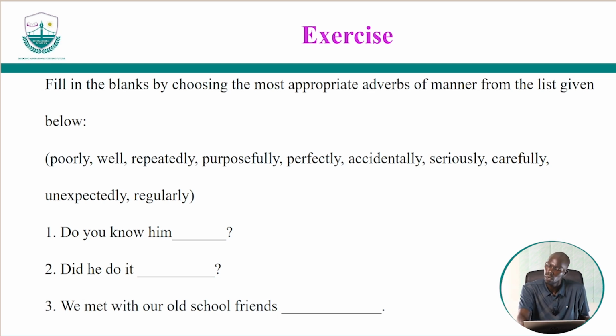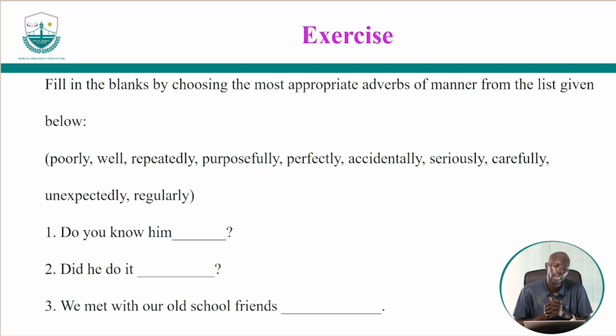The first question says, do you know him? And then, do you know him dash? Pick. Could it be poorly, well, repeatedly, purposefully, perfectly, accidentally, seriously, carefully, unexpectedly, or regularly? And then going on. Did he do it dash? Did he do it poorly, well, repeatedly? Pick one of these words in the bracket.